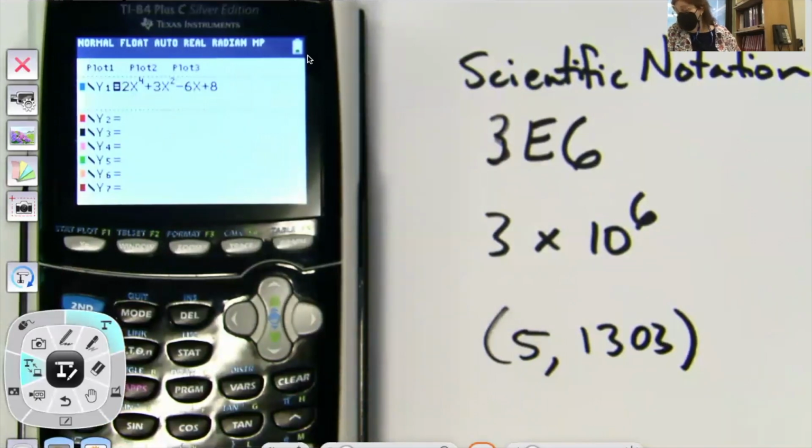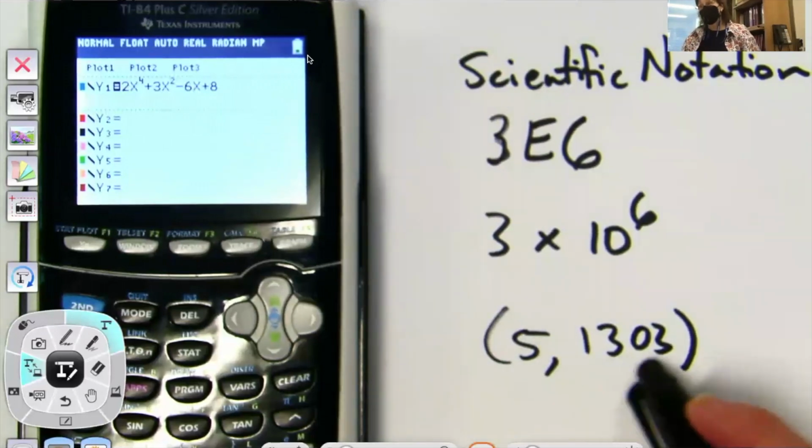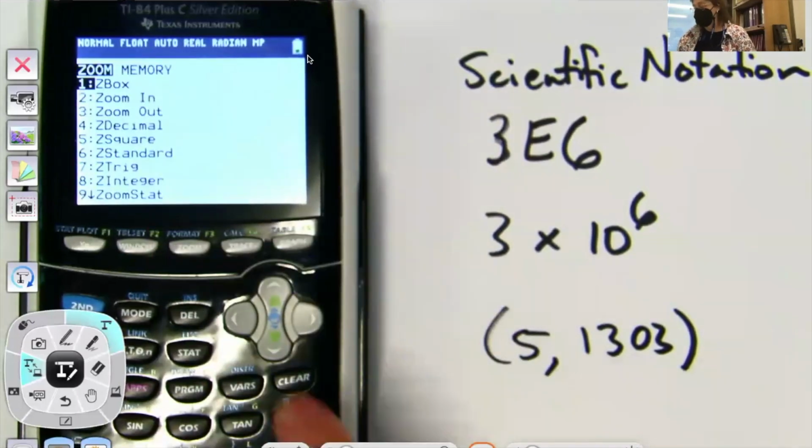Now I don't want to do zoom standard, because a standard window goes from -10 to 10, and then from -10 to 10. That's not going to be big enough to get this because we already know there's a number that's going to be plotted at 5, 1,303. So I might try zoom, and then let's go all the way down.